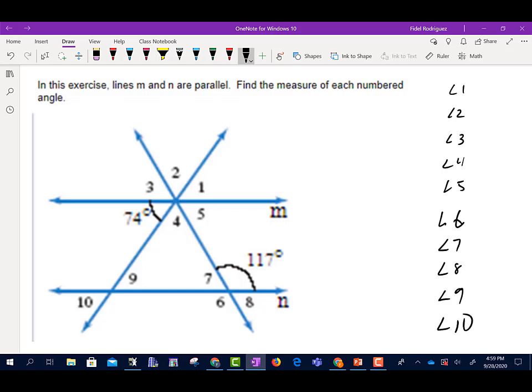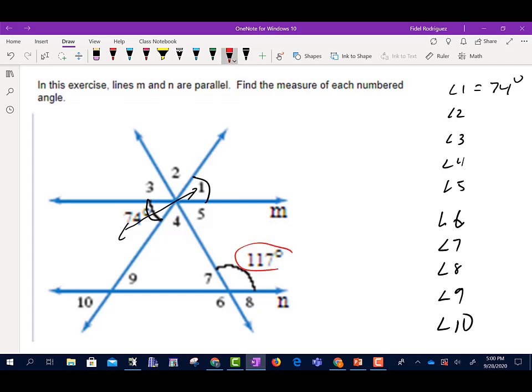Okay? So let's see if there's a couple things we can figure out. Well, so this angle here and this angle here, those are vertical angles, okay? Because they're right across from each other. So whatever, this is 74 degrees, angle 1 is also going to be 74 degrees, okay? So that's something that we know. All right, let's see what else we know.